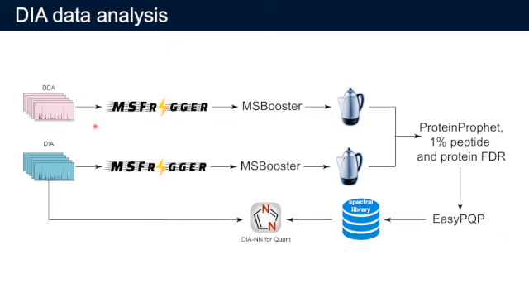And if users only have DIA data, MSFragger can also search it and then build a spectral library and do the quantifications. The interesting part is if users have both DDA and DIA data, then both of the data can be searched by MSFragger, all the way down to the spectral library. This library can be used to quantify the DIA data.